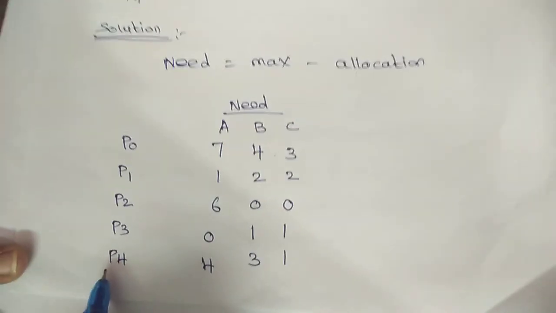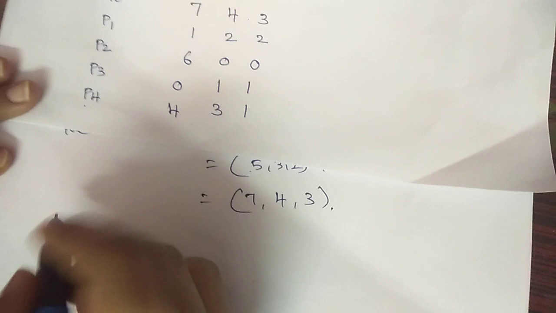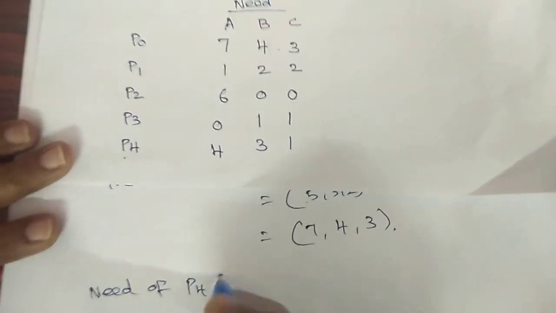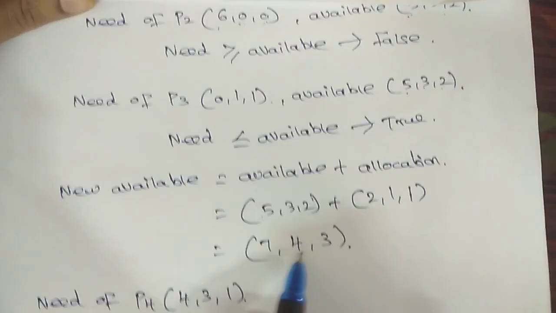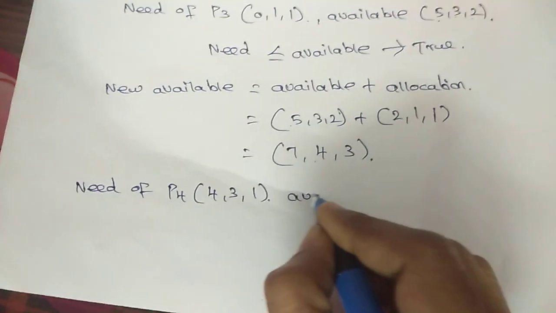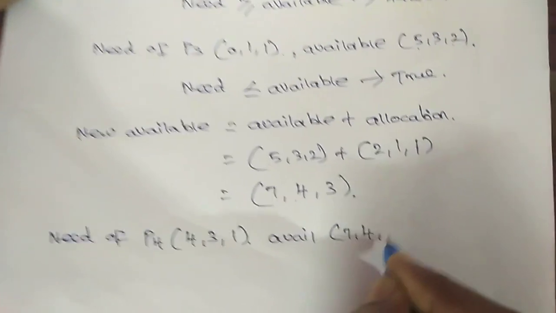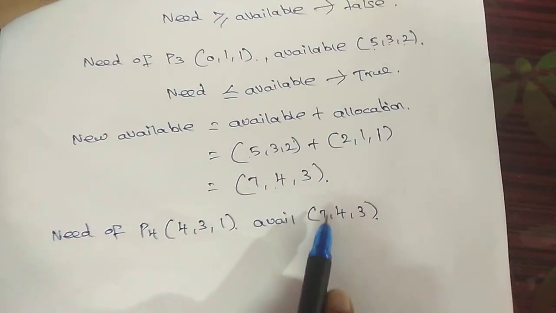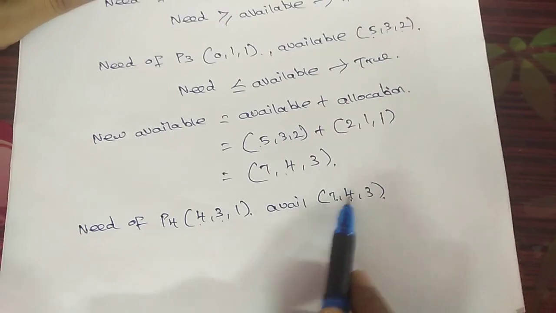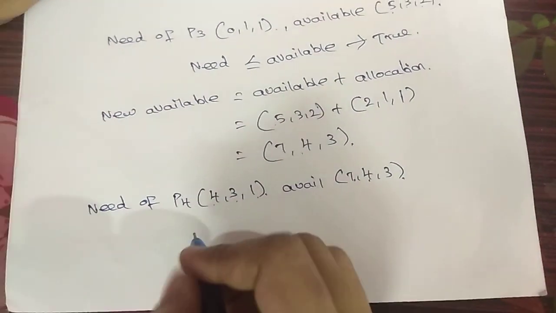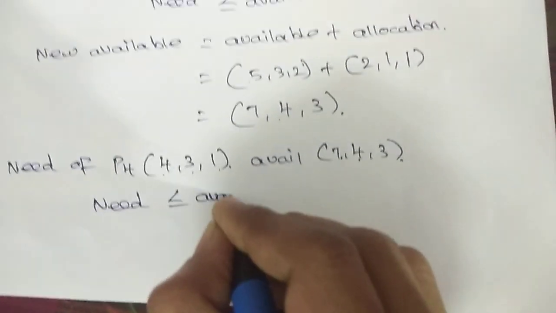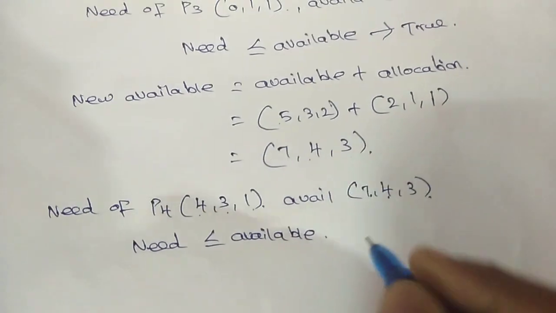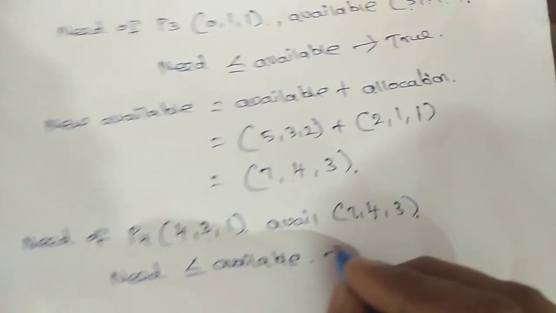Next we are going to check the process P4 need. Need of process P4 is 4, 3, 1. And the new available is 7, 4, 3. We compare 4 with 7, smaller; 3 compared with 4, smaller; 1 compared with 3, smaller. So automatically the algorithm tends to true. So need is less than or equal to available. So the algorithm tends to be true.